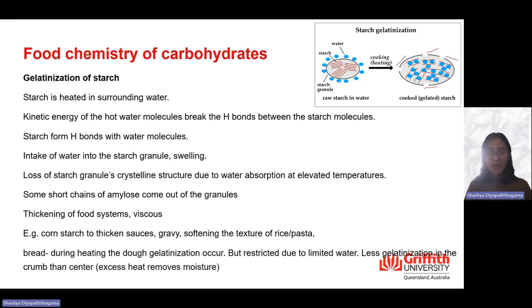You can see this happening in sauces and gravy. When we add cornstarch to thicken the sauces, this is what happens. And you can also see gelatinization of starch occurring in rice and pasta. When we boil rice in water, the grain becomes softer. This is also happening because the grain absorbs water and its texture becomes softer.